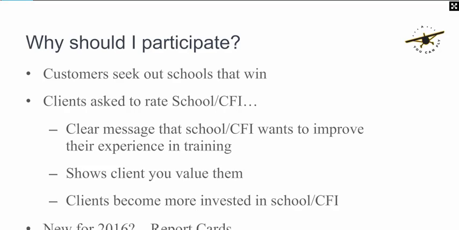Now, a really key thing, you might be saying, okay, you've got all this AOPA research, you've got this flight training poll, why should I participate? What's in it for me? And one of the things here is that customers seek out schools that win. And in fact, before I get into that further, Ian, you've got a comment?